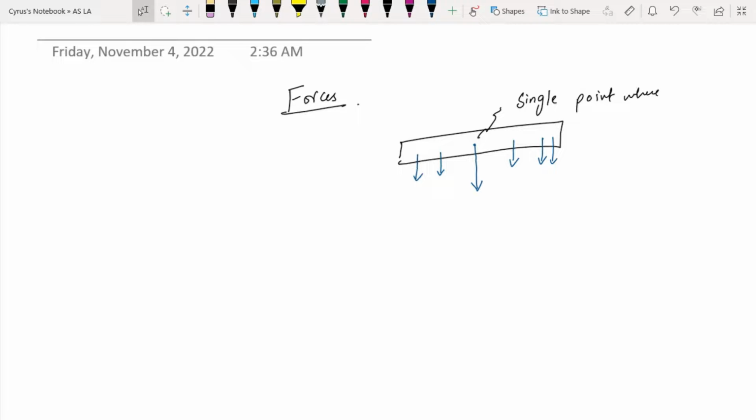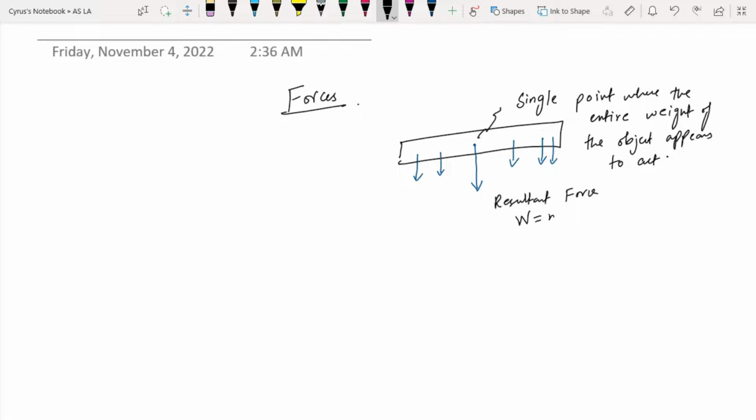where the entire weight of the object appears to act. ठीक है जी? अच्छा, ये जो पॉइंट है ये आपको रिजल्टेंट फोर्स देगा. This is the resultant force here and this is equal to the weight mg as you know here. इस पॉइंट को हम कहते हैं सेंटर ऑफ ग्रेविटी. This point here is known as the center of gravity. What we'll write here is center of gravity.